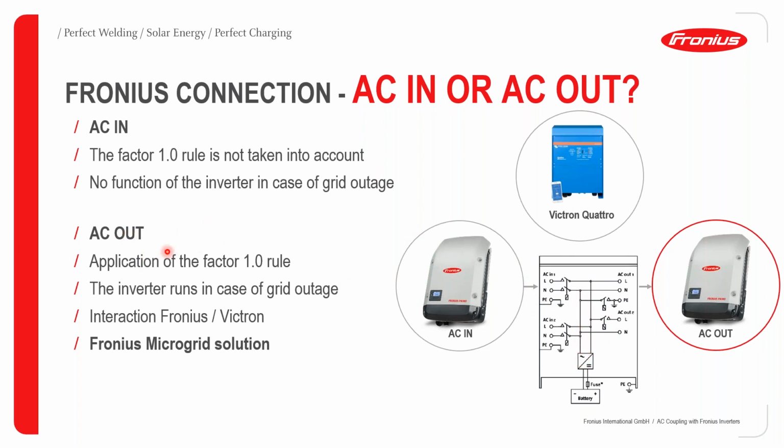You can also have the proper AC coupled configuration, whereby you connect the Fronius inverter to the AC out of the battery inverter. And therefore, here you have to consider the factor 1-to-1 rule. And the inverter in this case would still operate even when the grid fails, if you have a grid connection, because the battery inverter is able to sustain the grid, and therefore the Fronius inverter continues operating. So this is actually the perfect Fronius microgrid solution when you have the Fronius inverter connected on the AC out of the battery inverter.